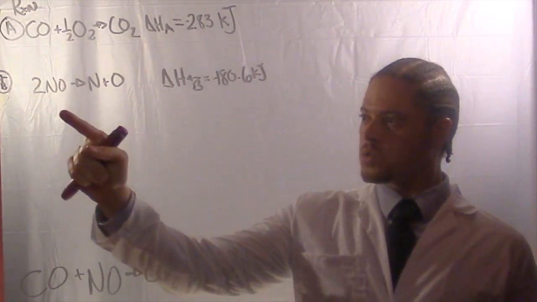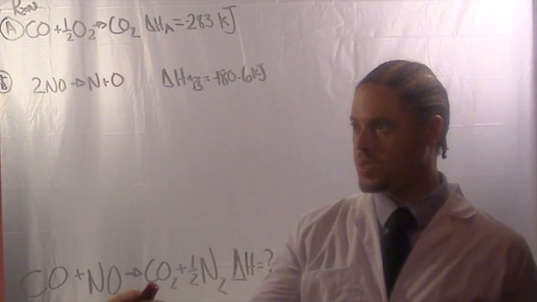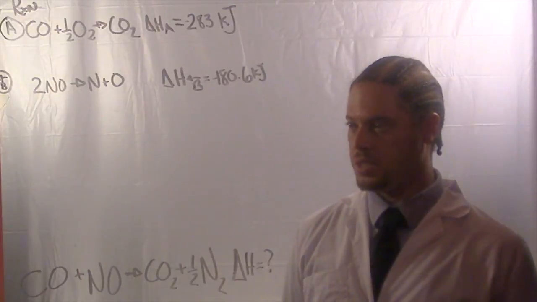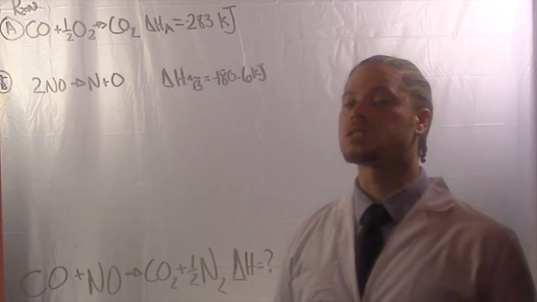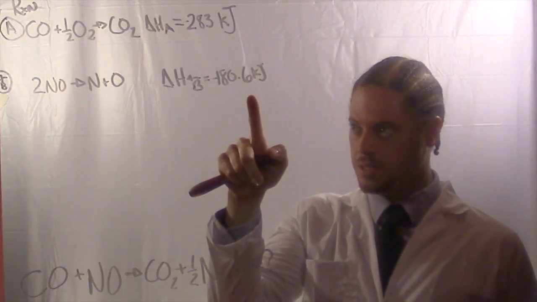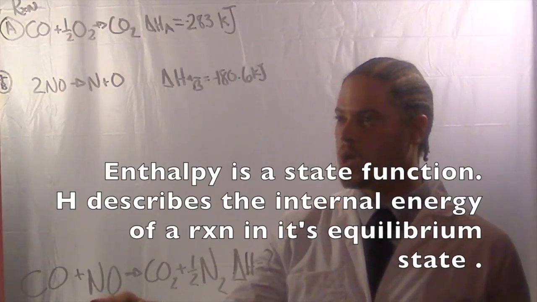How do we get reaction B backwards to look like this reaction? How do we get from two equivalents to one equivalent? Well, you can simply multiply the entire expression by 1/2 to get 1. 1/2 times 2 is 1.